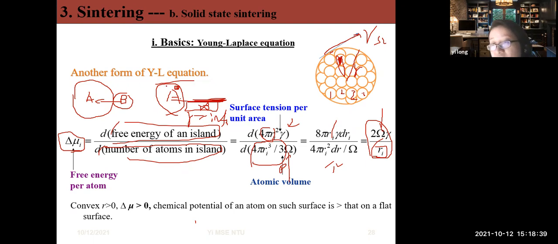So in this case, we call it convex, more or less like a balloon, which we are very familiar with. Any sphere has a positive radius. So for convex, R is larger than 0, so delta mu is larger than 0. The chemical potential of the atom on such a surface is larger than on the flat surface, because for the flat surface, R equals infinity, the largest possible.